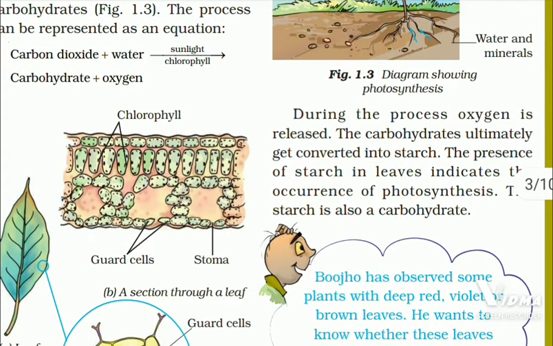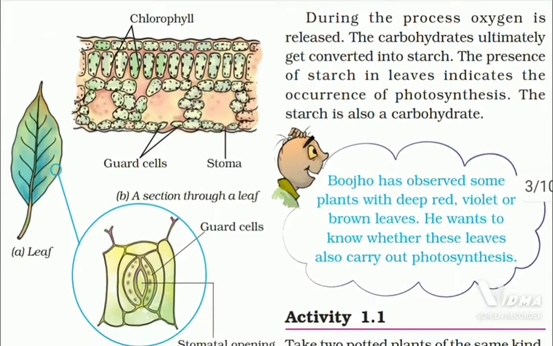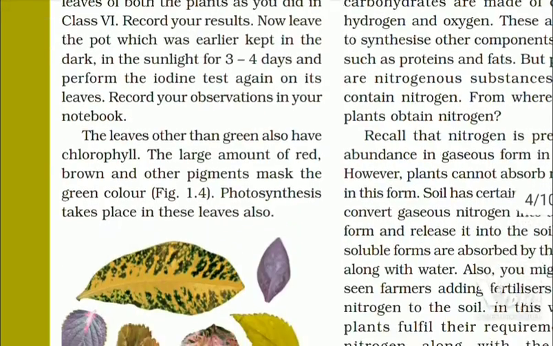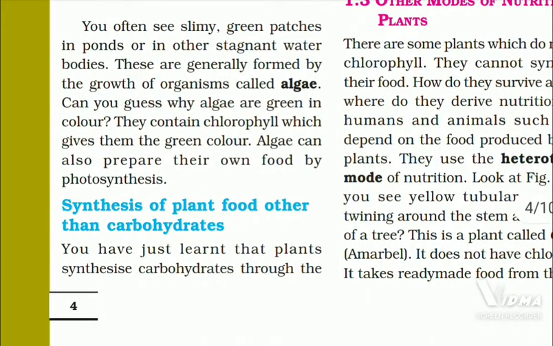The carbohydrate ultimately gets converted into starch. The presence of starch in leaves indicates the occurrence of photosynthesis. This starch is a kind of carbohydrate only. So now here we can see synthesis of plant food other than carbohydrate. It's not necessary that only carbohydrates are produced. Other plant foods are also produced.